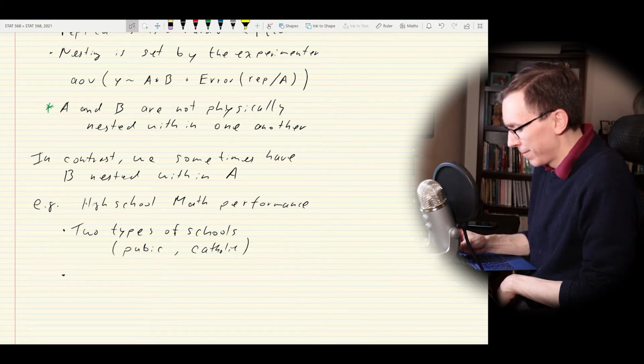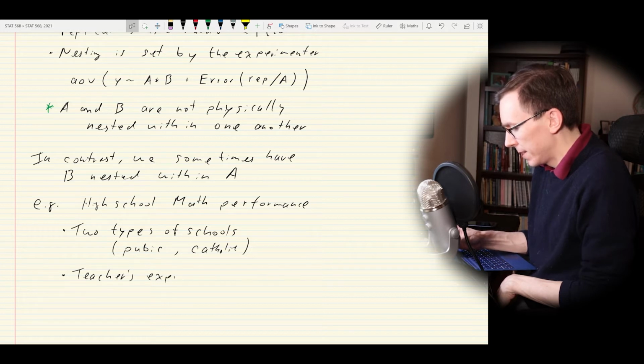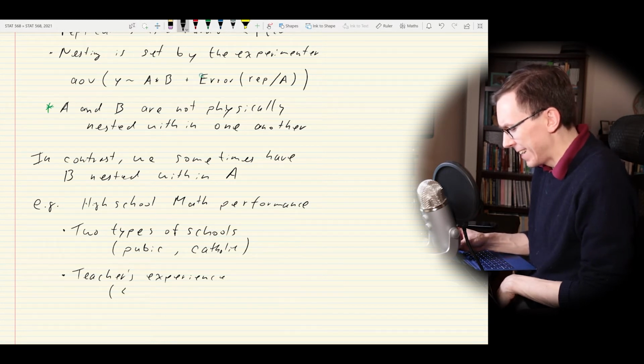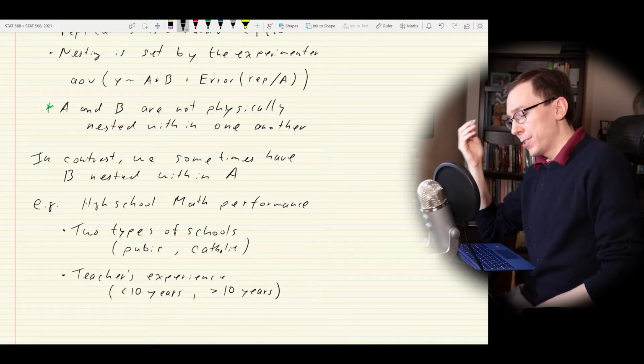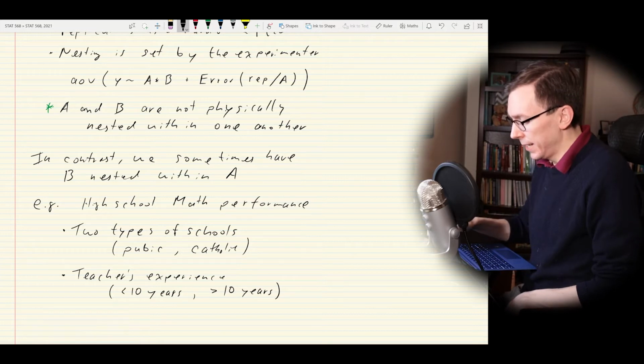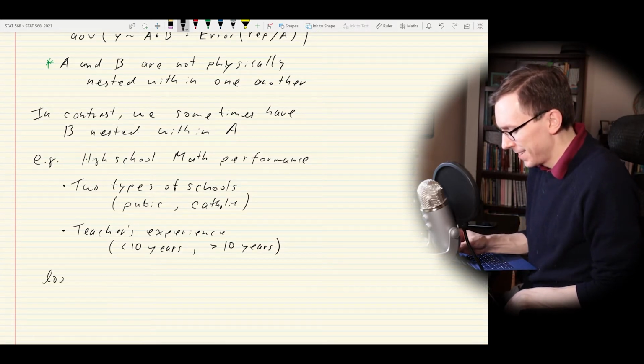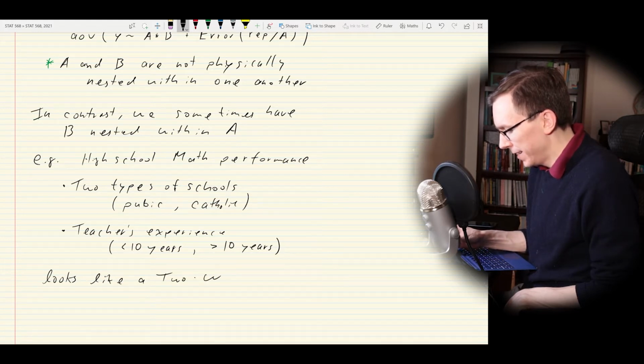So maybe we can have something like teachers' experience, and what I want to do is split it into 2 levels. So we'll say something like, let's just say less than, I don't know, 10 years or greater than 10 years. So on the surface, we could look at this and say, well, this basically looks like a two-way ANOVA problem.